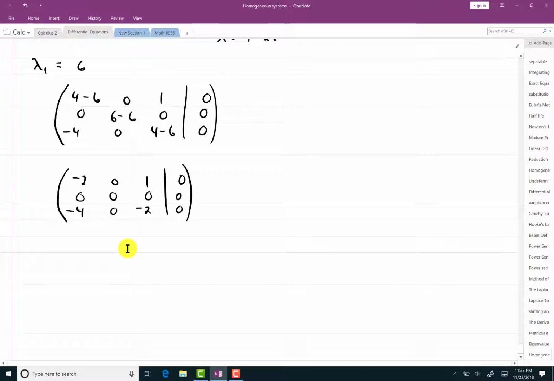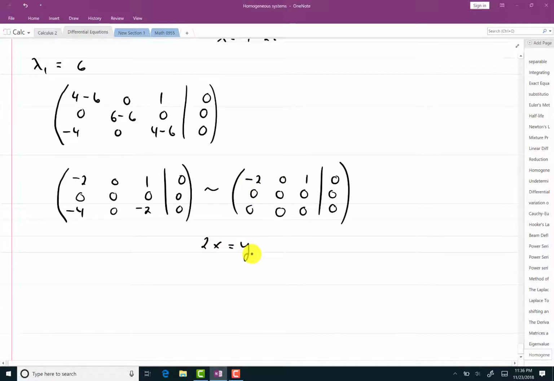I hope it's easy to see that I can take the first row, multiply it by negative 2, and wipe out the third row, and I would be left with negative 2, 0, 1, 0. Everything else zeroes out. Now what we have is 2x equals z. However, y is free. So you can let y be anything.